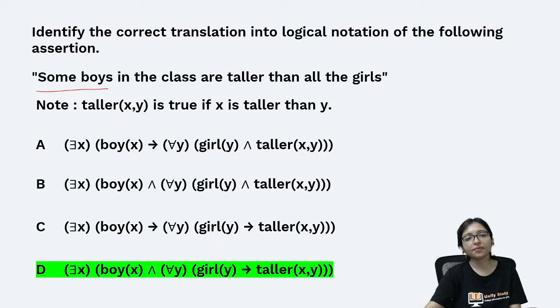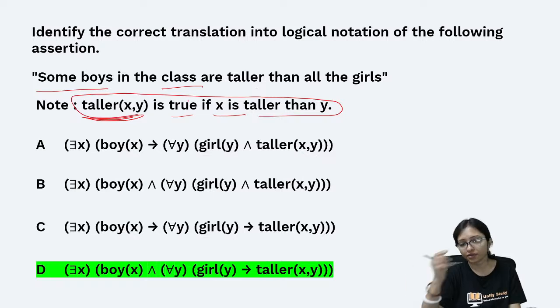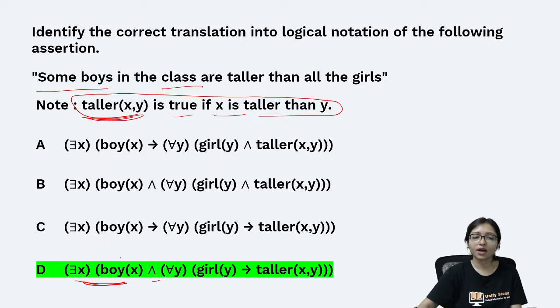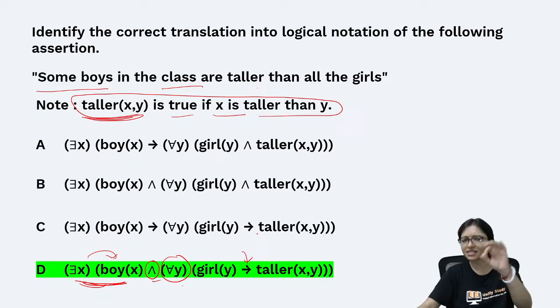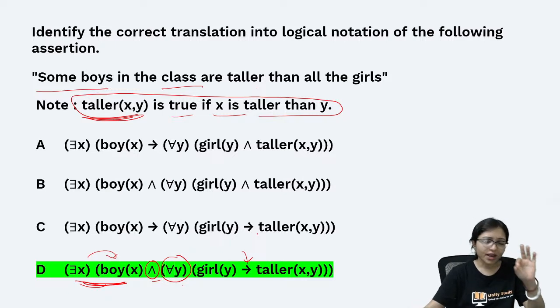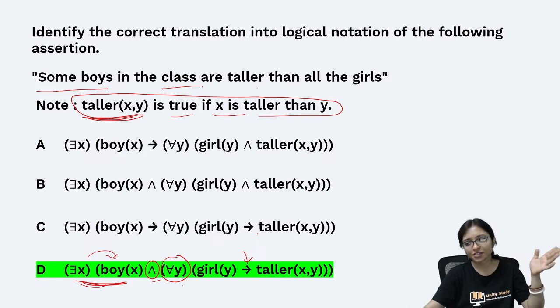Some boys in the class are taller. It is given that taller(x, y) is true if x is taller than y. That was given, right? So definitely some boys, that is, there exist boys. And here again there were two parts. One was the there exist part, another was the for all part. With the there exist part we should use and, and with the for all part we should use implication. This trick is applying, right? Those who are able to apply that trick are able to get the correct answer. See that? Yes or no?